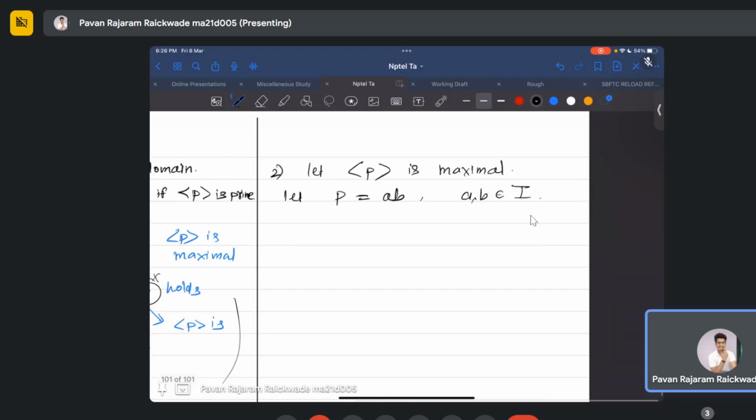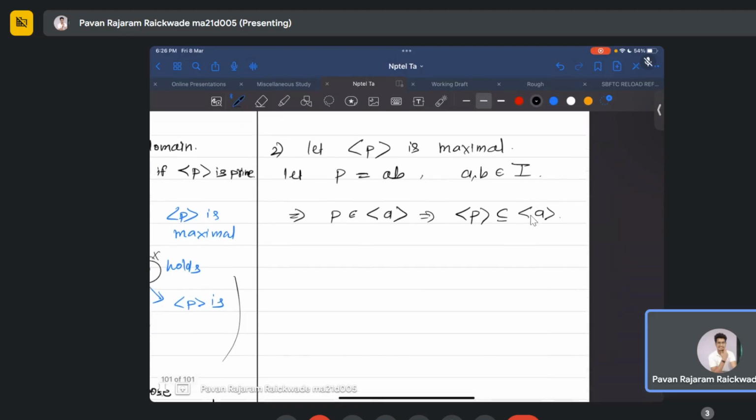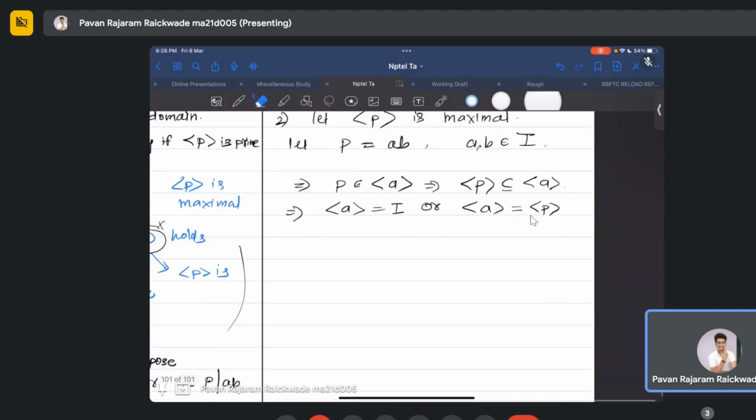So what does it mean? If P equals AB, then this implies P belongs to the ideal generated by A. And this implies the ideal generated by P is contained in the ideal generated by A. But since my ideal is maximal, this implies either this or this, since it is a maximal ideal. But when is the ideal generated by an element the whole ring? If and only if the element is a unit. This implies A is a unit.